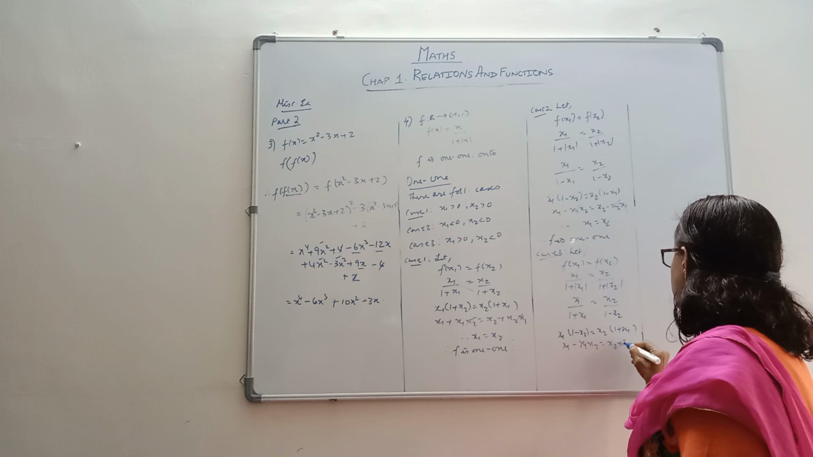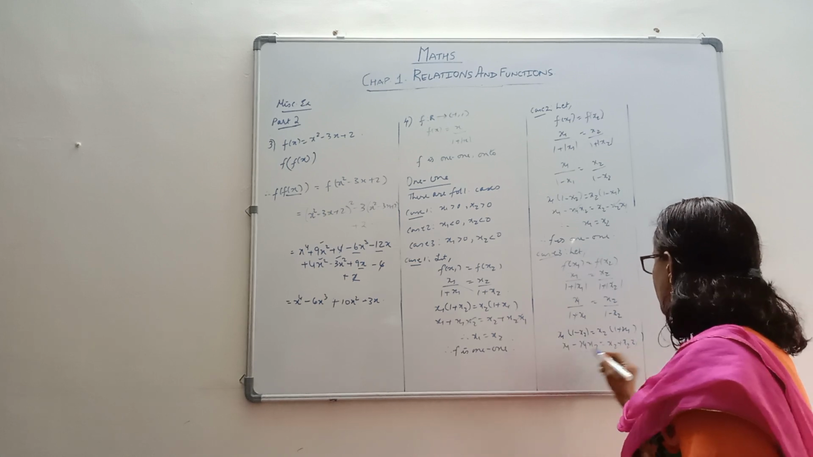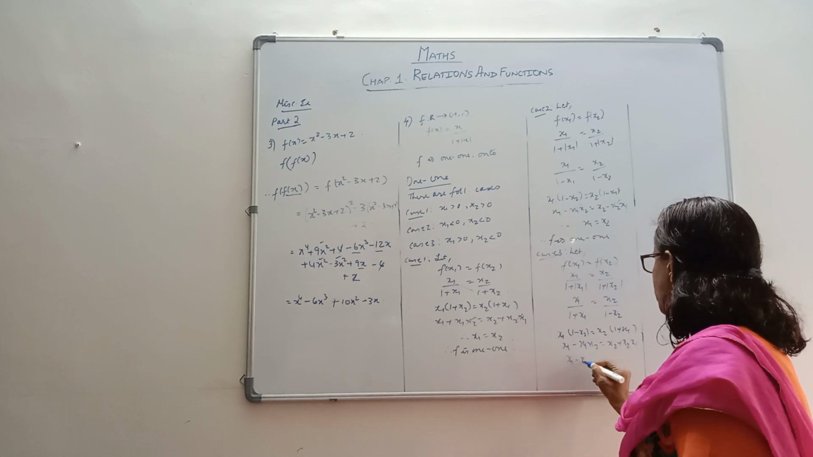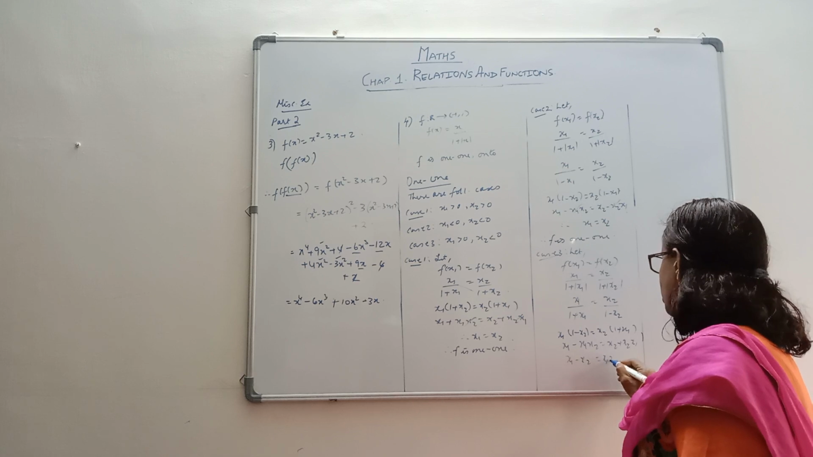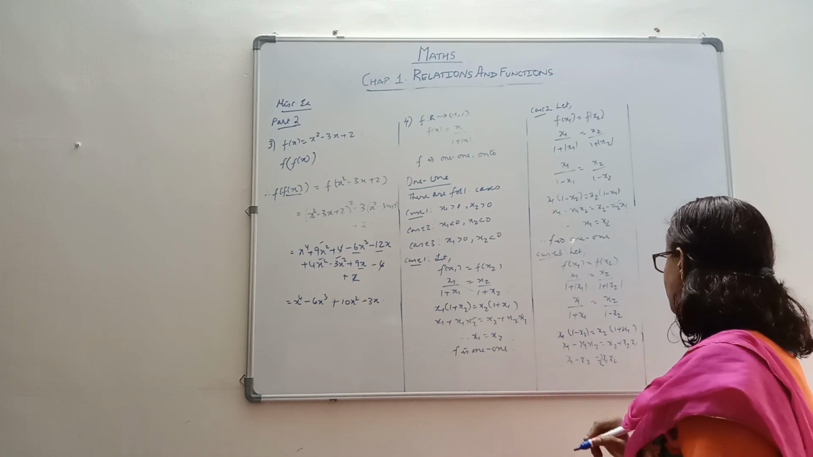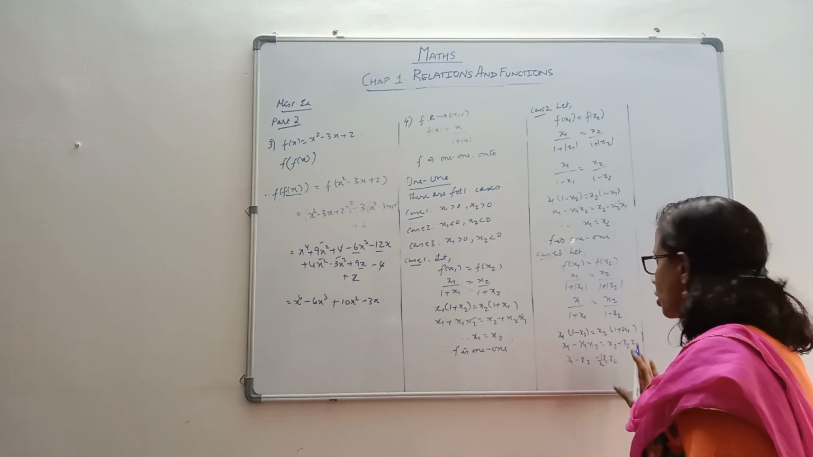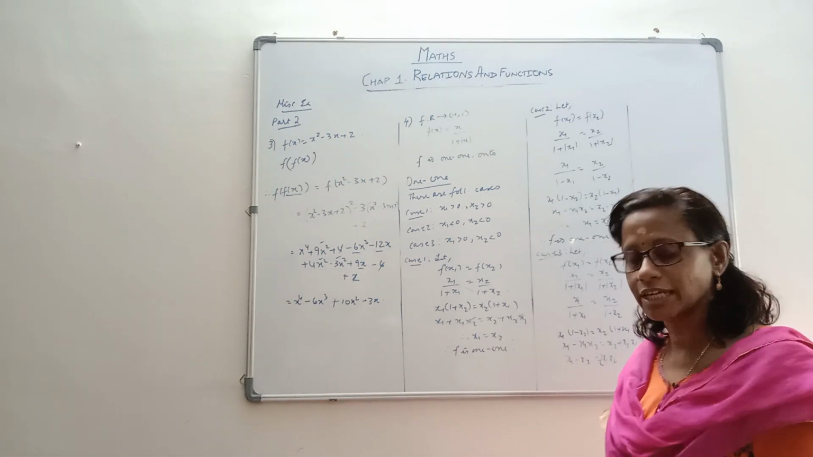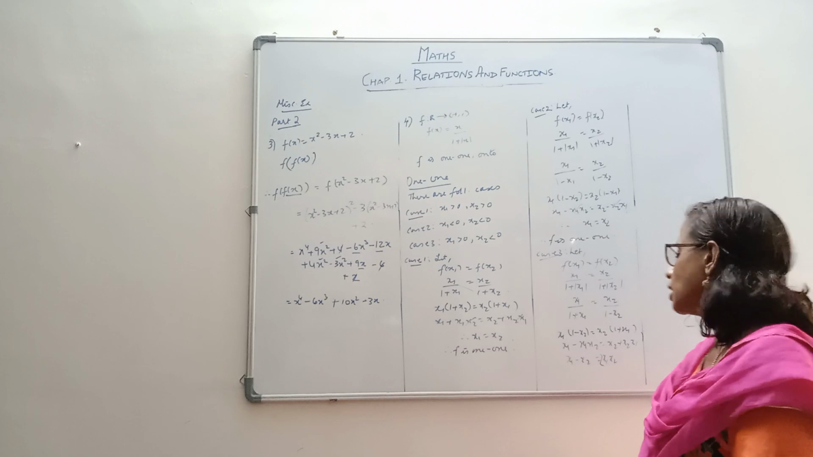x2 plus, let's have this here, x1 minus x2 is equal to x1 x2 plus x1 x2, so that is 2x1 x2. Okay, now this is your left hand side, this is your right hand side, and let's check now how this is going to work out.